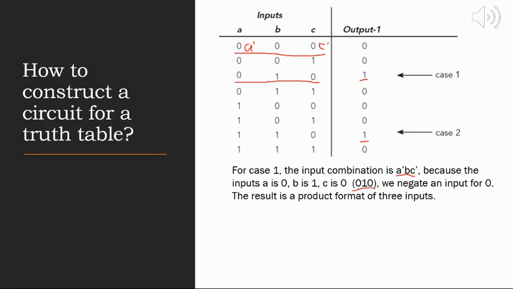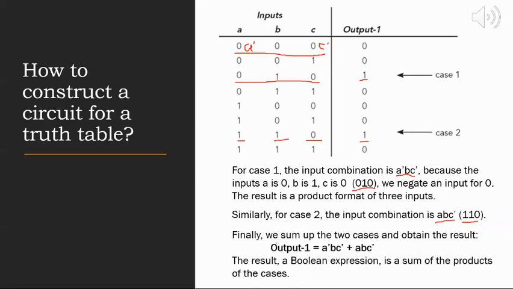Similarly, for case 2, the input combination is A, B, not C, because the combination is 1, 1, 0. Finally, we sum up the 2 cases and obtain the result. Output 1 equals not A and B and not C plus A and B and not C. The result, a Boolean expression, is the sum of the products of the cases.